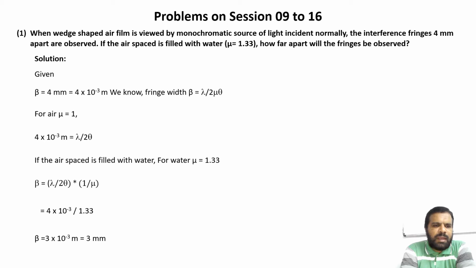If the air space is filled with water, for water mu is equal to 1.33. Therefore, beta is equal to lambda divided by 2 theta into 1 by mu. That is equal to 4 into 10 raised to minus 3 divided by 1.33. Therefore, beta is equal to 3 into 10 raised to minus 3 meters. That is equal to 3 mm.